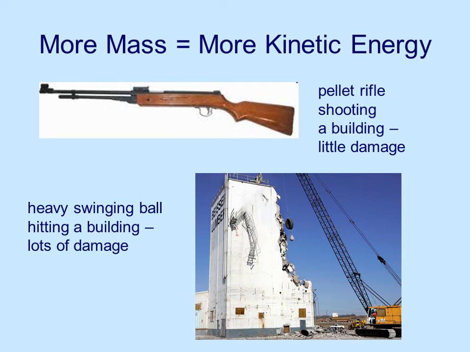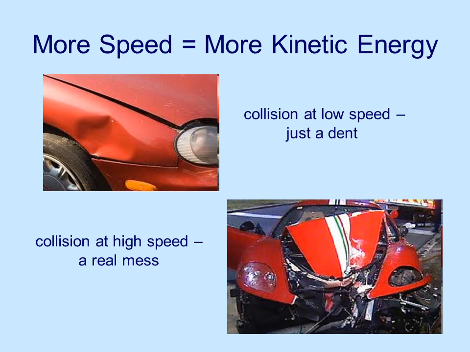For example, if we take a pellet rifle and shoot at a building, not much is going to happen. We may chip a little bit out of the side of the building, but not really anything's going to happen. The pellet is a very light item, so it has very low mass, so it won't have that much kinetic energy. On the other hand, if we swing a heavy metal ball at a building, you can see we can do a lot of damage to the building because there is more mass in the ball.